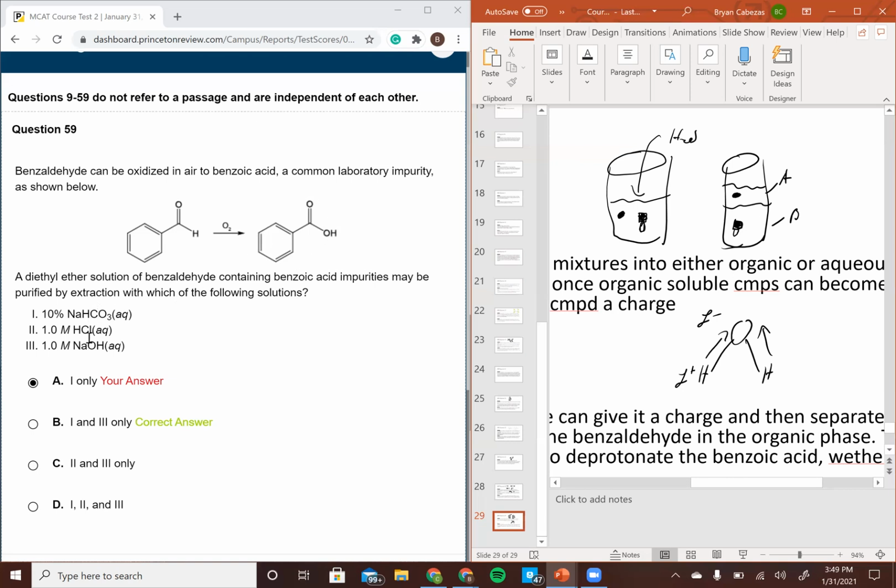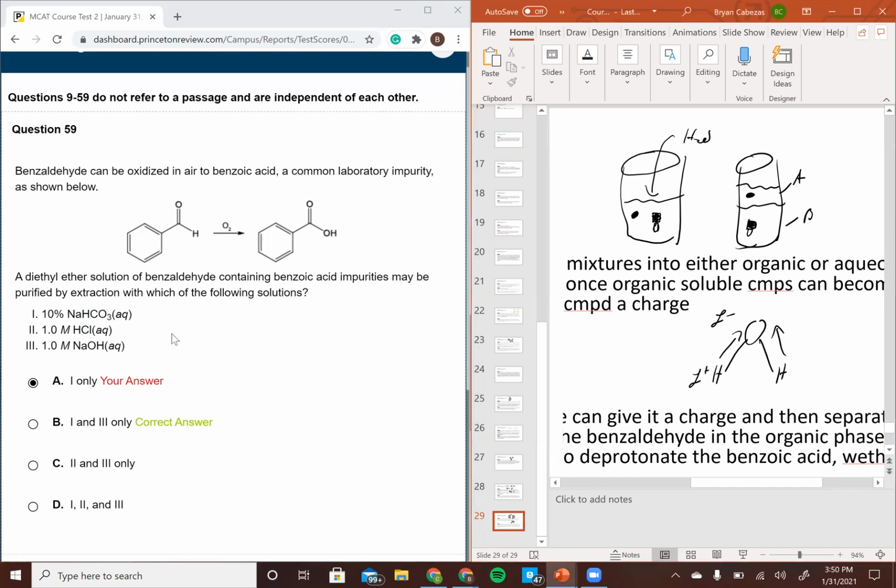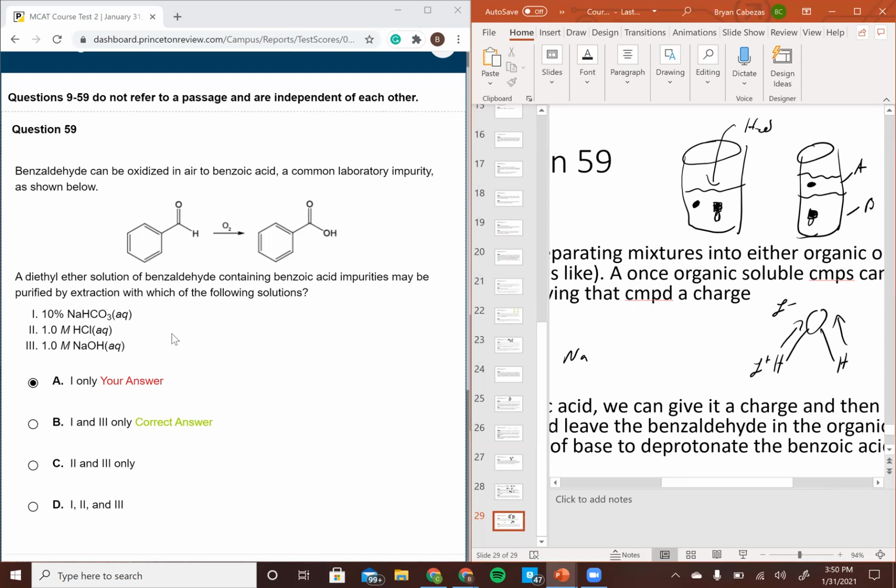So basically, it's asking us, what can we use for extraction? What here is a base that can remove this hydrogen? This right here, bicarbonate, can act as a base. The Na is just a counter ion. So if you were to draw it out, it's Na plus HCO3 minus. So this can effectively be a base. And then HCl, that's a strong acid, that's not going to help us. And then NaOH is a strong base that can definitely deprotonate benzoic acid. So the correct answer is 1 and 3.